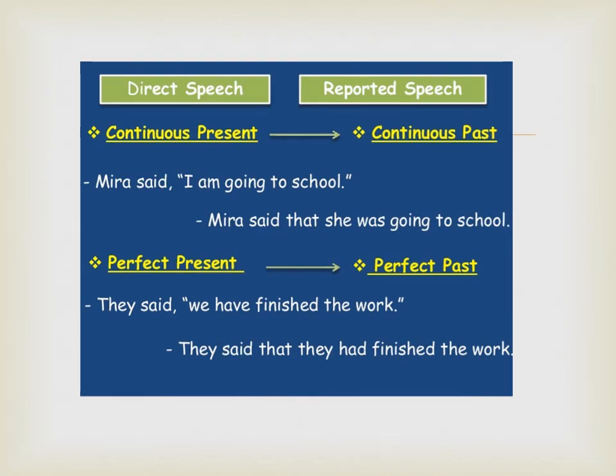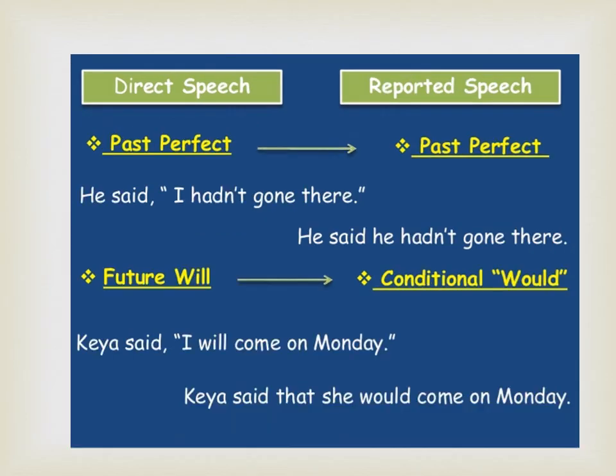Now, we can see the direct speech in present continuous tense, children. Meera said, "I am going to school." The same sentence, when we want to change to past continuous in reported speech: Meera said that she was going to school. Now, the direct speech goes like this when we talk about the present perfect tense. They said, "We have finished the work." Now, here the reported speech is: they said that they had finished the work.